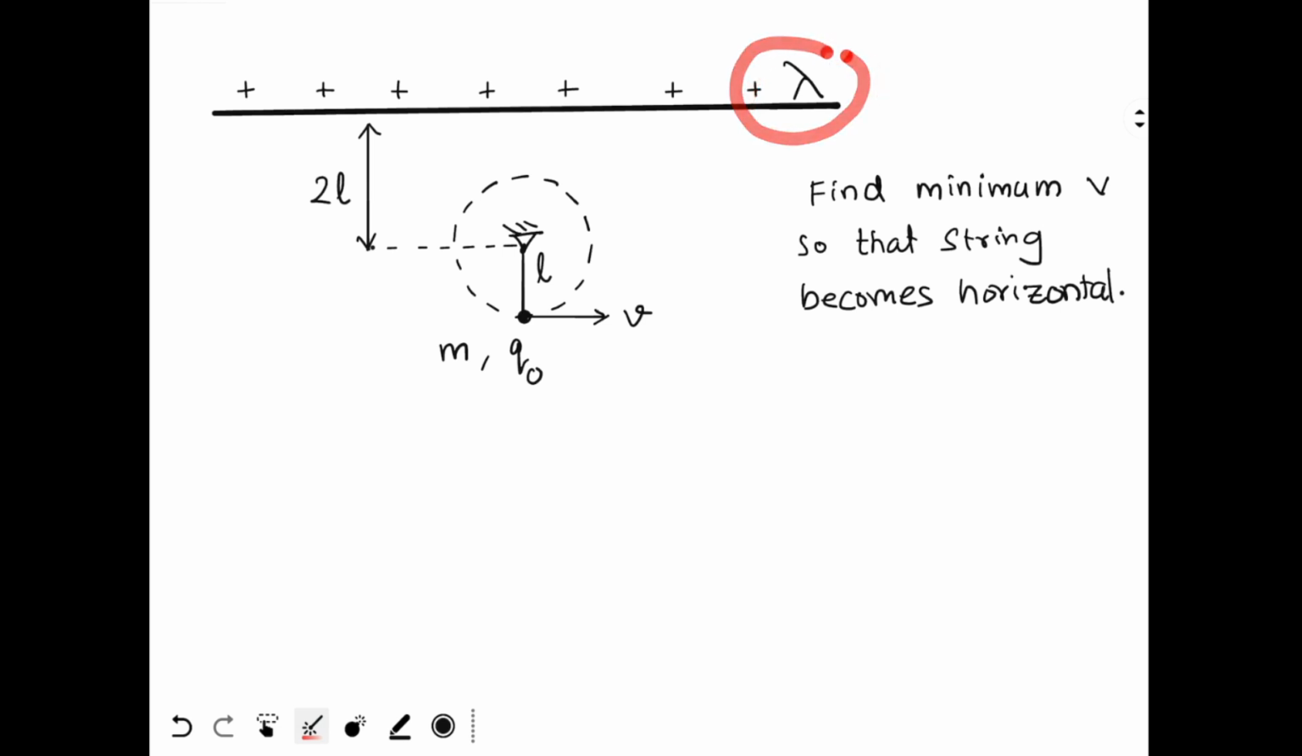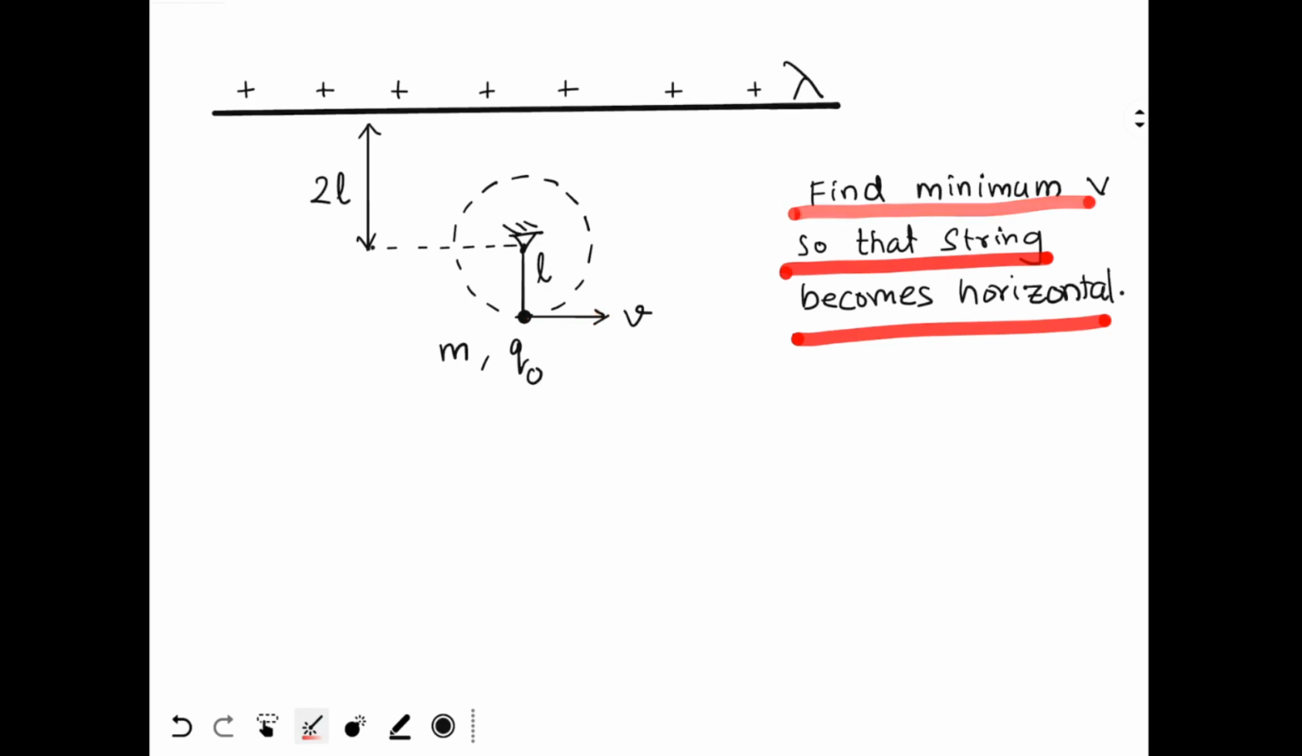Here we have a charged particle hanging from a string. The length of the string is L. The particle has charge Q naught, mass M. This hinge is 2L distance away from the wire. So the particle is given a velocity v, and find the minimum v so that the string becomes horizontal.